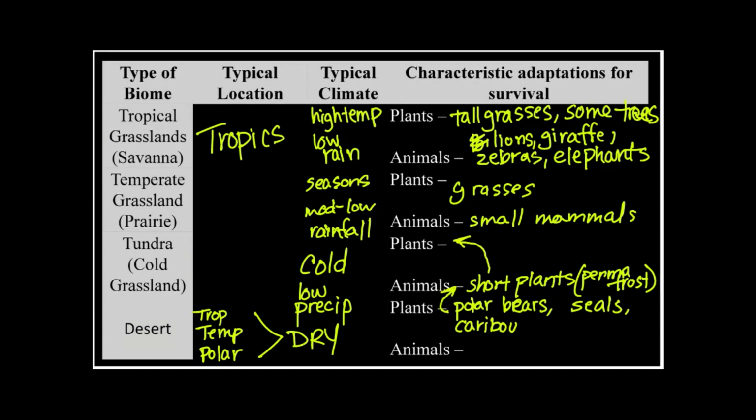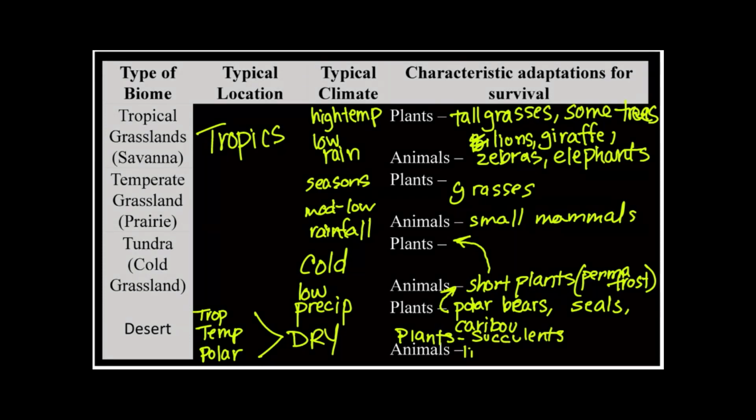Oh, well. So the plants in the desert, we're going to have succulents. And then you have lizards, snakes, but it's really going to vary by the type of the desert. For example, you may not see a lot of lizards and snakes in the polar deserts.